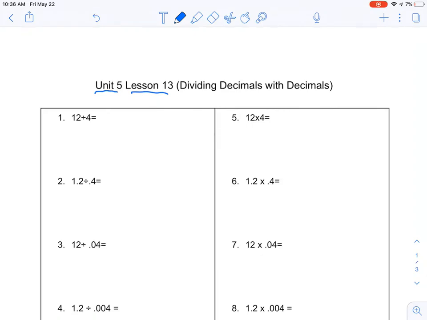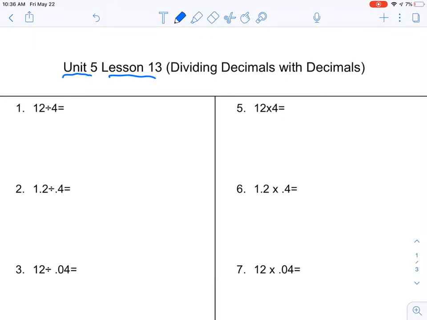Okay, so today we're going to be dividing decimals, which is a similar process to multiplying them. That's why on one side we have decimals that need to be divided versus the other side, decimals that need to be multiplied. And then we're going to be able to compare and contrast the difference between the two.